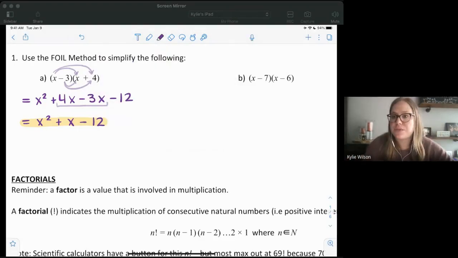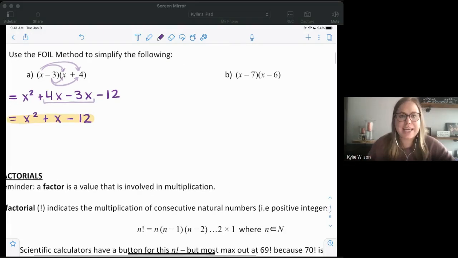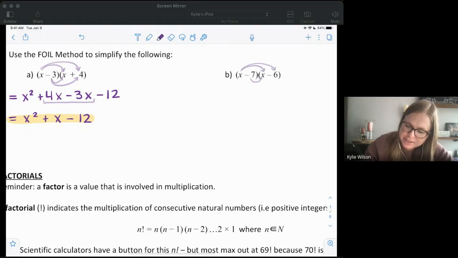So that's the first one. We'll do it again just so you can see it done again, but hopefully this is coming back to the front of your brain. So for example, B, again, we want to draw those arrows or use the FOIL acronym. First, outside, inside, last. So that first one, x multiplied by x is x squared.